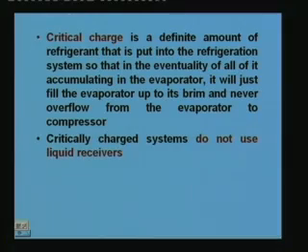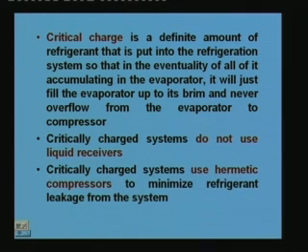Critically charged systems do not use liquid receivers, and they use hermetic compressors to minimize refrigerant leakage from the system. When you charge the system critically, that means you put the right amount of refrigerant into the system. So, if there is any leakage, after some time you find that the amount of refrigerant inside the system is much less than what is required.